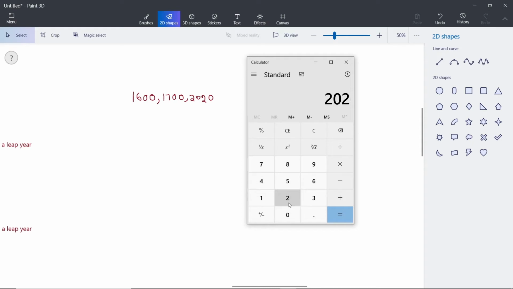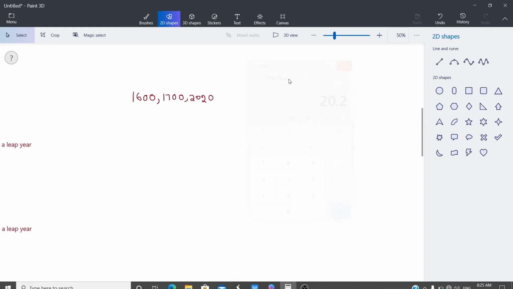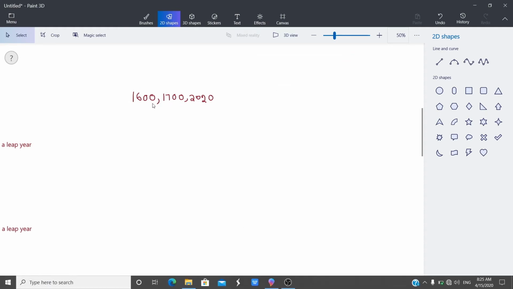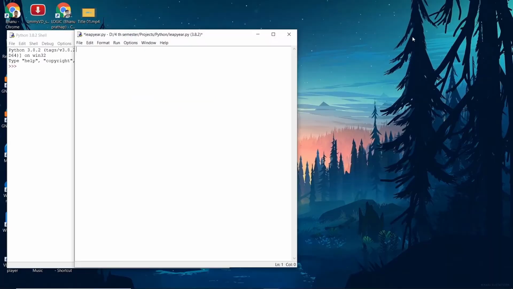Let us look at 2020. Divisible by 4, but not divisible by 100. All these types of years can be considered as leap years. So 2020 is a leap year. 1600 is a leap year. 1700 is not a leap year.